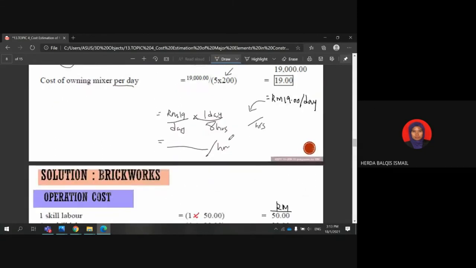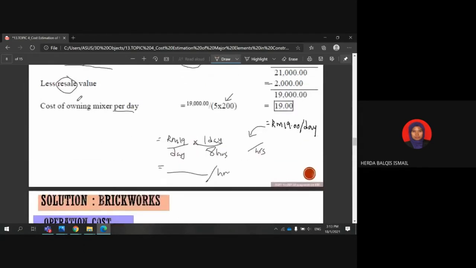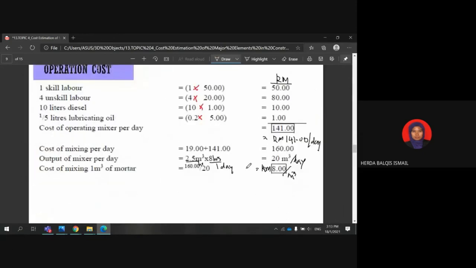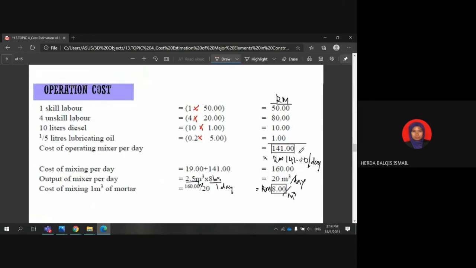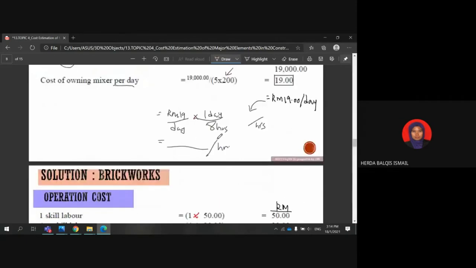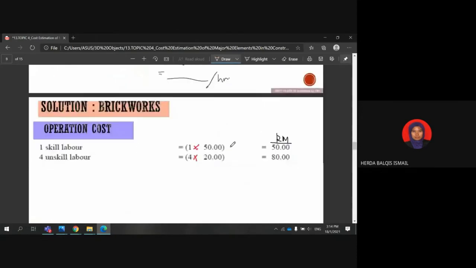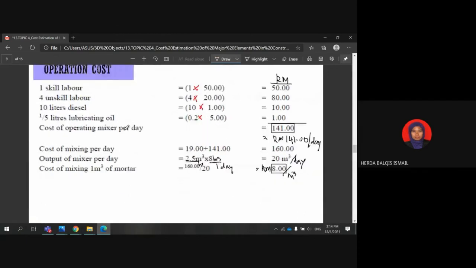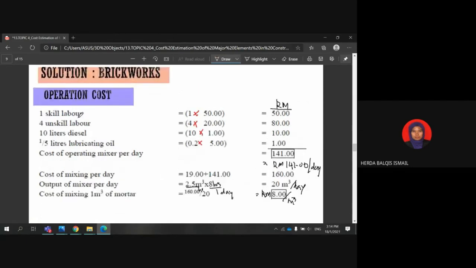Yet make sure the unit is the same. If you convert the owning cost from per day, then if you want to total up with the operating cost, you need to make sure that the operating cost is also converted into day. If you want to convert the owning cost of the mixer per hour, make sure that when you calculate the operating cost, you convert it per hour as well. Right, so the operating cost involves the labor.